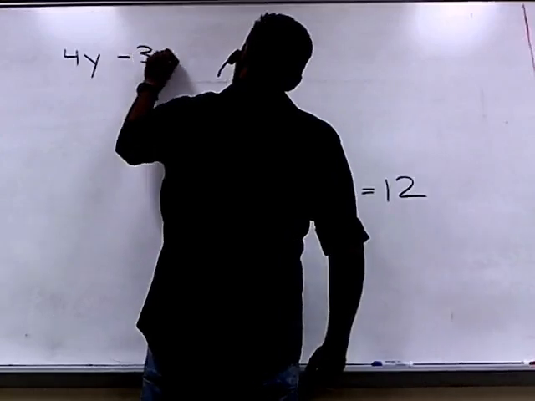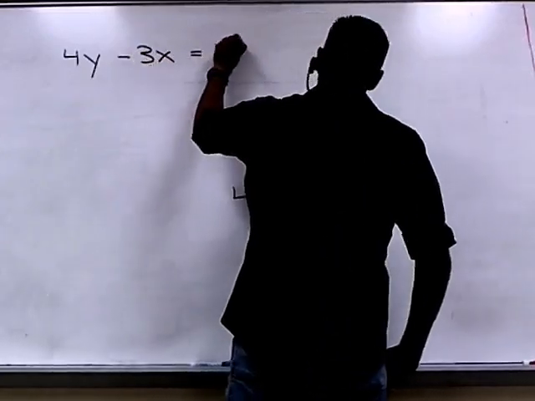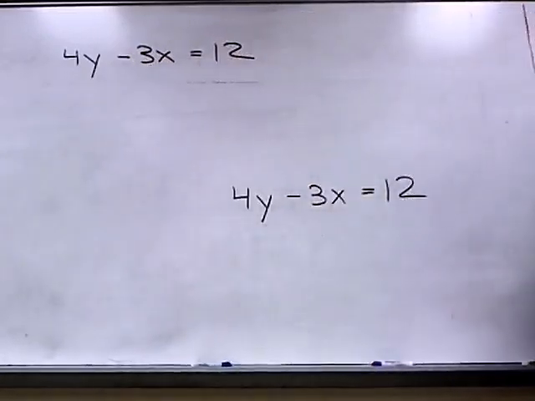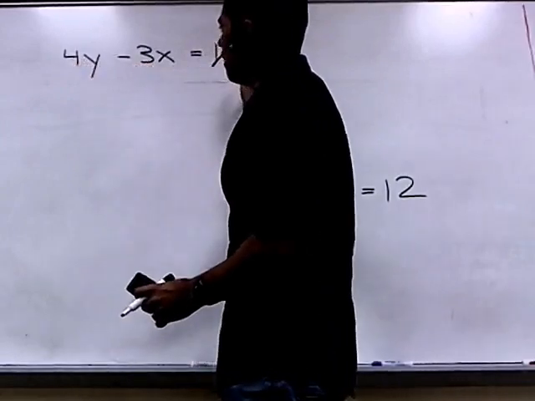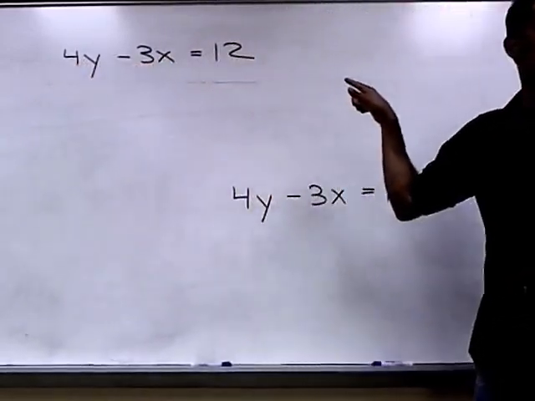Get rid of x, you mean? Get x to the other side, you mean? The x term? Okay, so when we say solve for y, we mean isolate the y term, which means the 4y, we're going to leave it here.